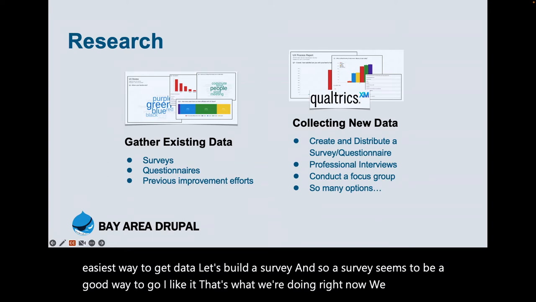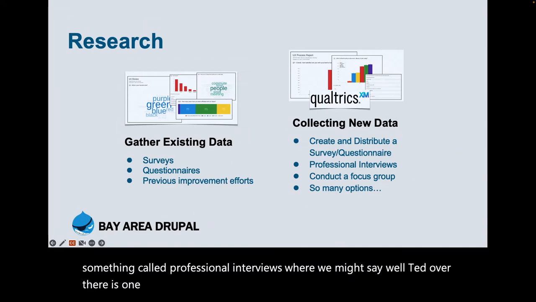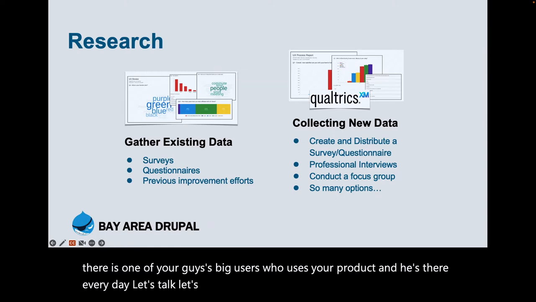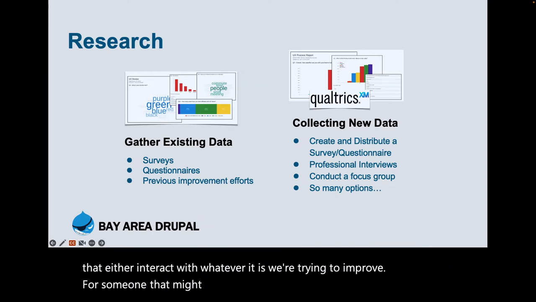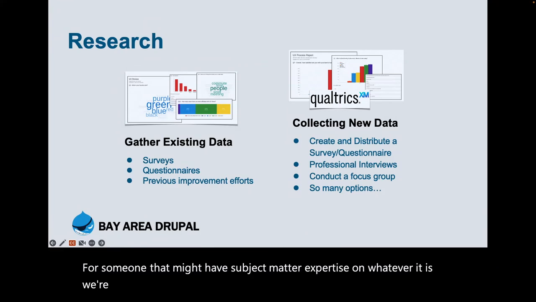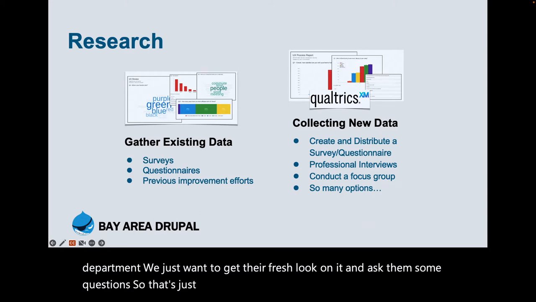We also do something called professional interviews where we might say, well, Ted over there is one of your guys' big users. He uses your product, and he's there every day. Let's talk to Ted. So we'll pick a couple of people that either interact with whatever it is we're trying to improve, or someone that might have subject matter expertise on whatever it is we're trying to improve. Maybe they're just a UX designer in another department, and we just want to get their fresh look on it and ask them some questions. So that's just another easy avenue to start the research process.